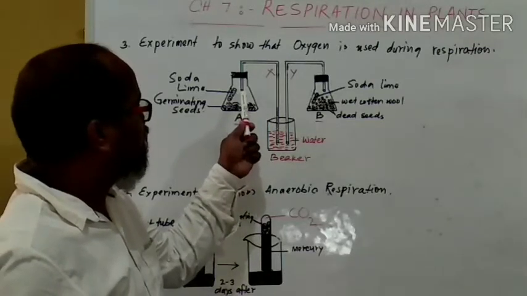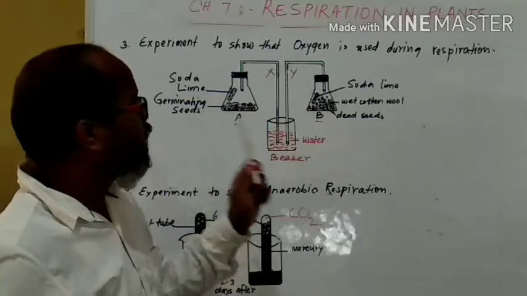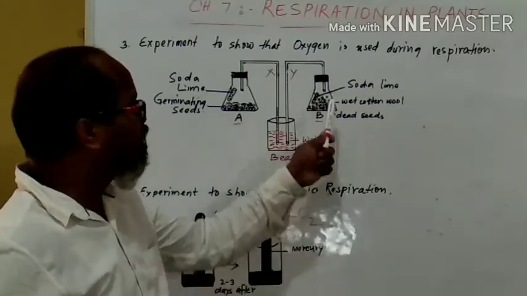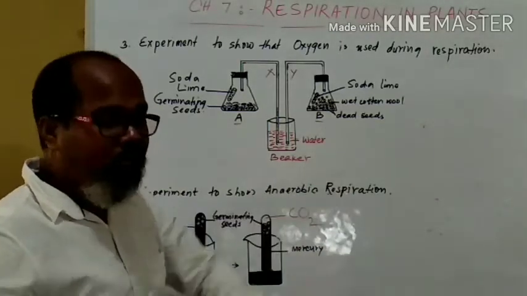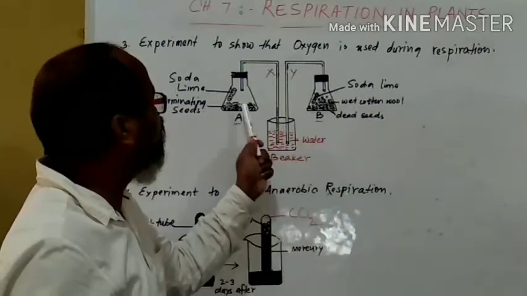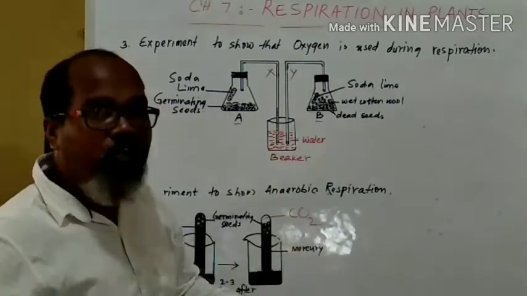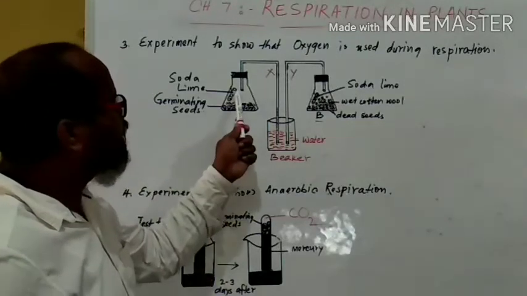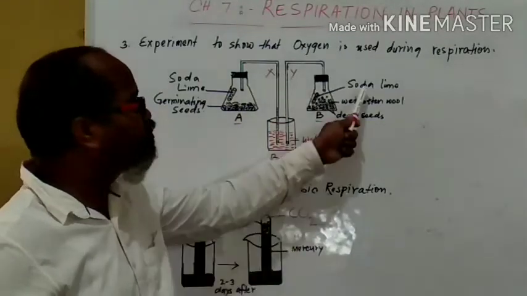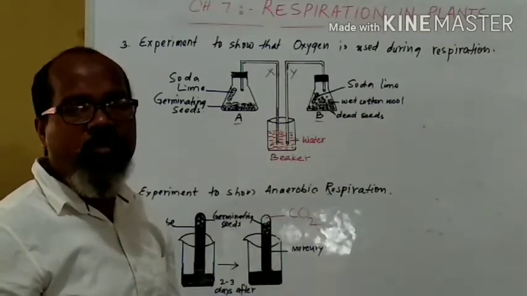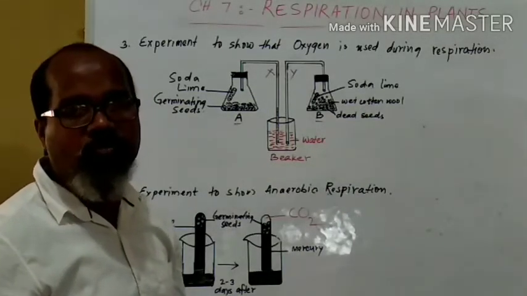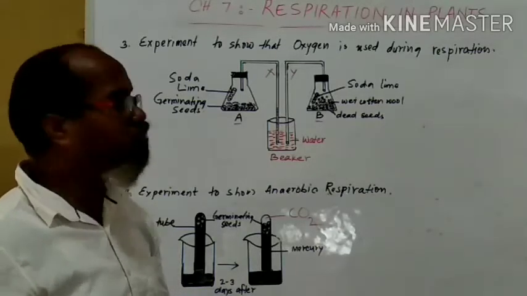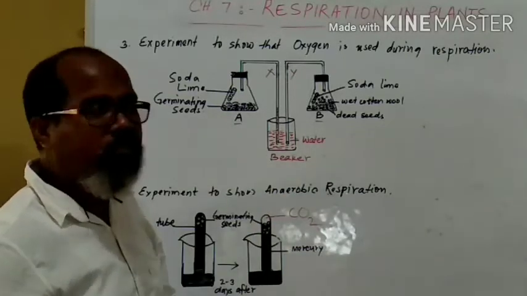We have flask A and flask B. Flask A has germinating seeds, flask B has dead seeds. And both of these seeds are wrapped in wet cotton wool, because water is needed for germination. Now, in a small test tube inside the flasks, we have soda lime. Soda lime is a mixture of sodium hydroxide and calcium hydroxide.